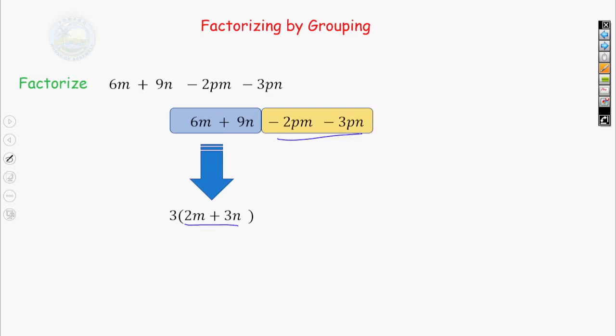Look at this pair here. What need I take out in that pair to ensure that, firstly, the signs are the same? Positive 2, positive 3. Here's what. Both of them are negative. So what we are going to take out is negative something. Negative what? What is common? The only thing that is common there is p. So we shall take out negative p. Negative p is our common factor.